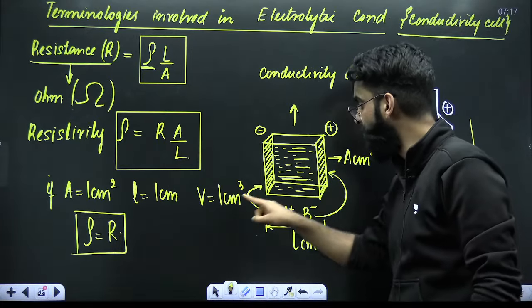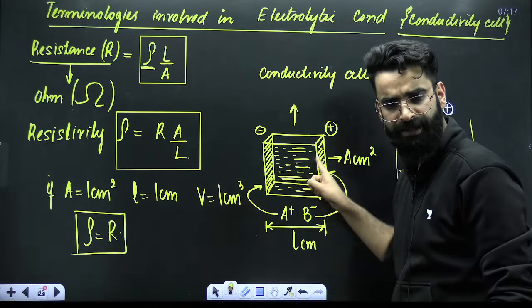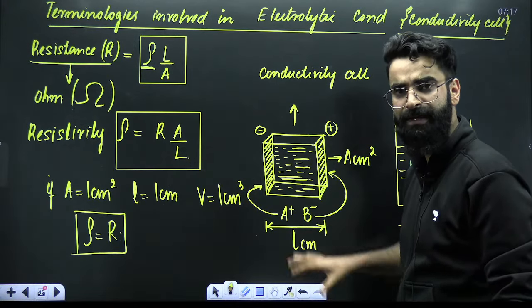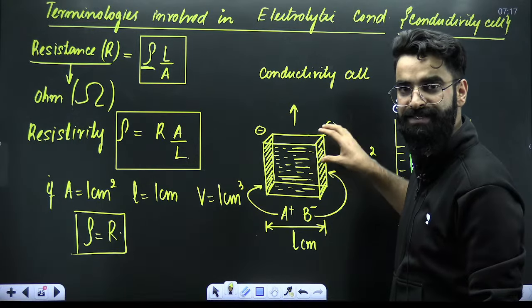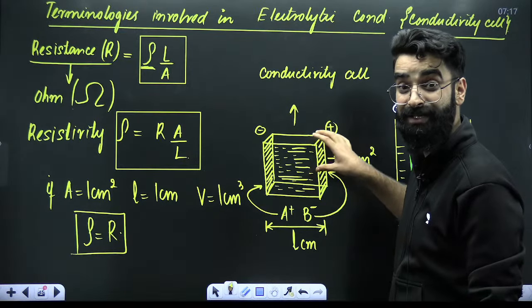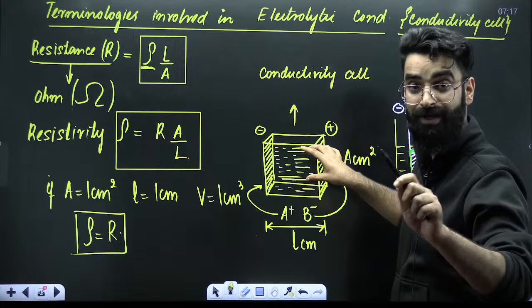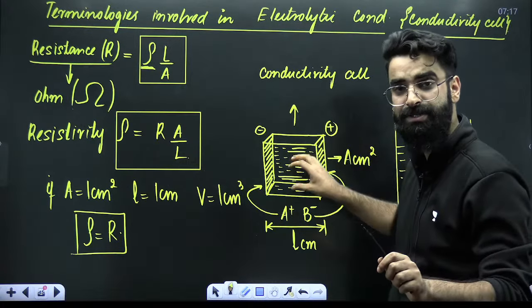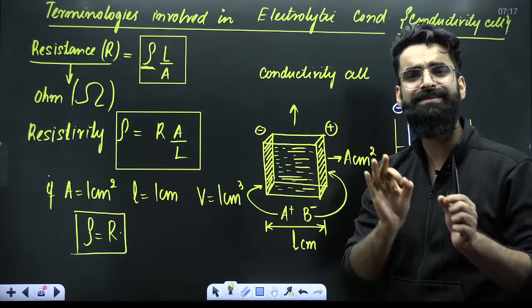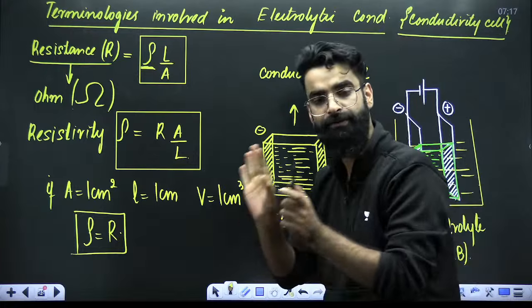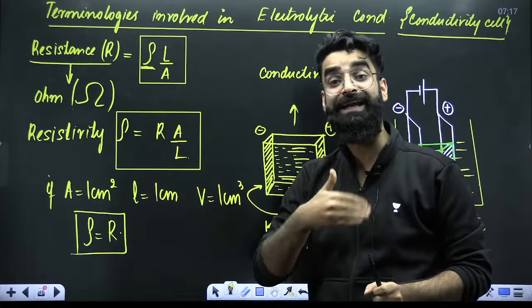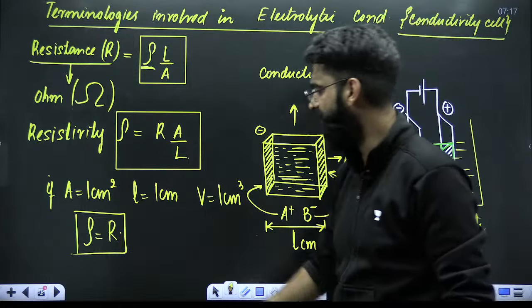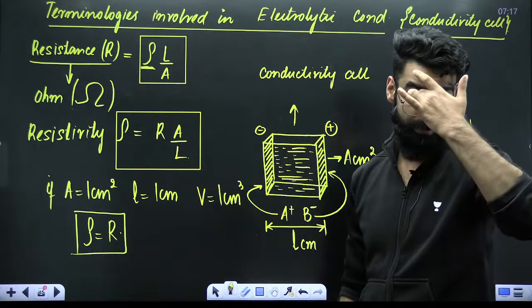Or I can define it like this as well. Since the volume of the cube is 1 centimeter cube, if I ask you what is the volume of the electrolytic solution in this container, I'll say the volume of the electrolytic solution in the container right now is 1 centimeter cube. I'll say the resistance shown by 1 centimeter cube of electrolytic solution is something which I call resistivity. Perfect.